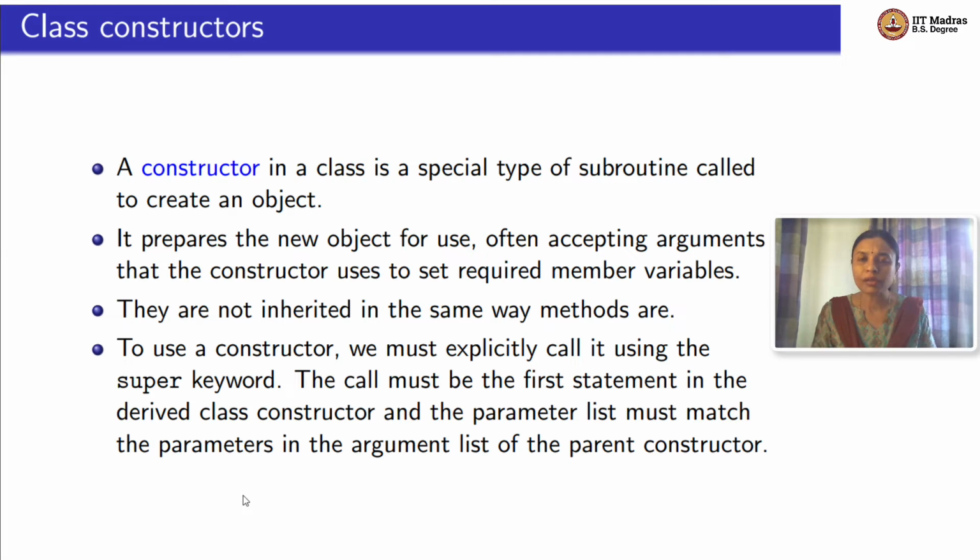To use a constructor, we must explicitly call it by using the super keyword. The call must be made in the first statement, right in the beginning of the derived class constructor, and the parameter list must match the parameters in the argument list of the parent constructor. Slightly different from inheriting a method and overriding it.